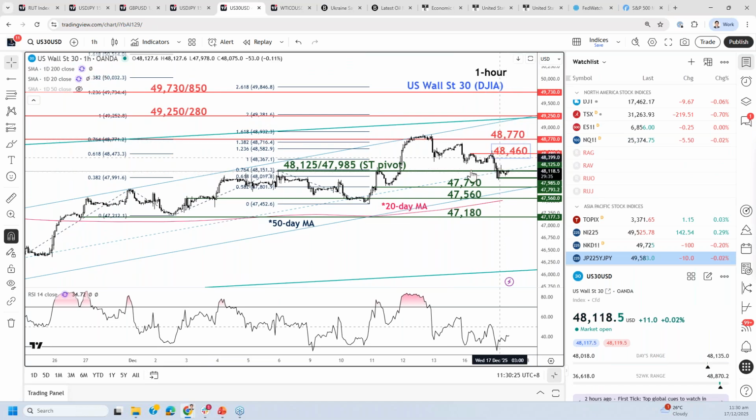for a potential bounce back up towards this level using this pivotal support zone access 48,125 / 47,985. However, a breakdown below 47,985 will invalidate today's recovery scenario and see a further slide down towards 47,790, 47,560, which confluence with the rising 20-day moving average. So that's for the US Wall Street 30.